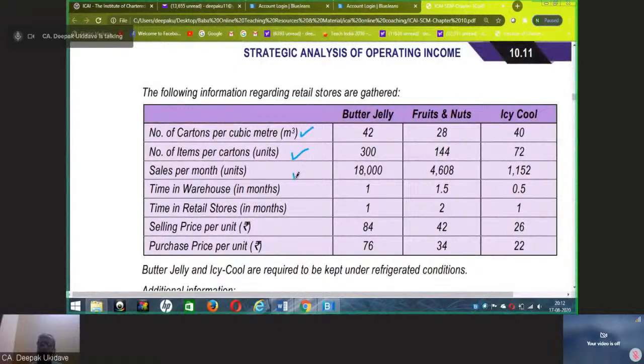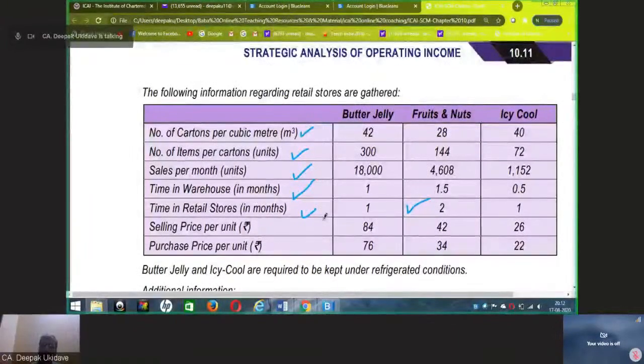Time in warehouse: butter jelly has to be kept in the warehouse for 1 month. Fruit and nuts generally stay in the warehouse for 1.5 months. That is the stock holding policy, the inventory policy. And IC cool is stored for half a month in the warehouse. Then there is a time in the retail store also. In the retail store, butter jelly generally remains for 1 month. Fruit and nuts probably take more time to get sold in the market, so they stay 2 months in the retail store. That means they don't get easily picked up, right? And that is the time required to get converted into sales.